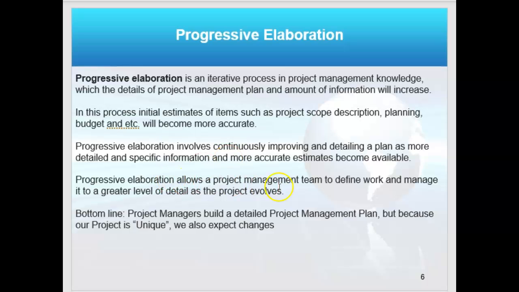And so it allows the team to define the work and to manage it to a greater level of detail as the project evolves. Bottom line, project managers build a detailed plan, but our project is unique by definition. The definition of a project is its unique deliverables, right? Unique and time bound. Unique deliverables and time bound on its length. It'll have a start and end date. And so because it's unique, we expect changes.